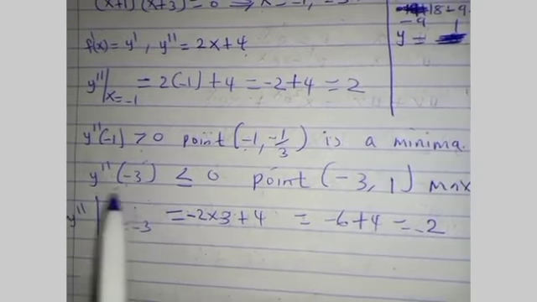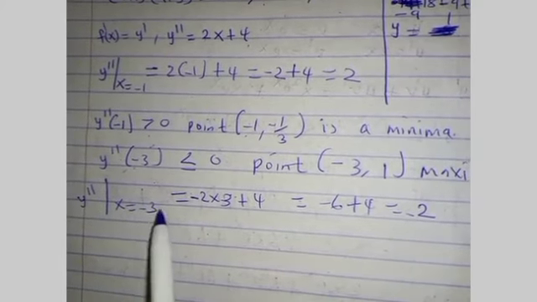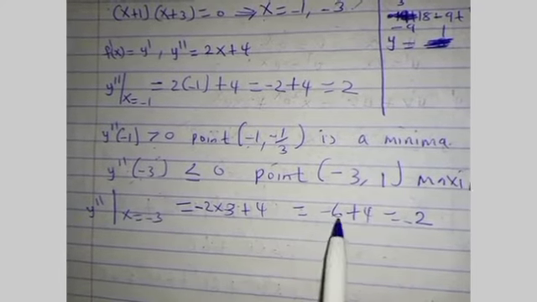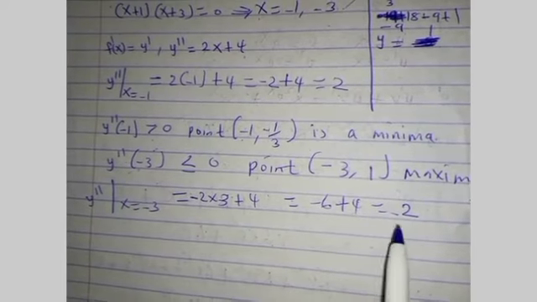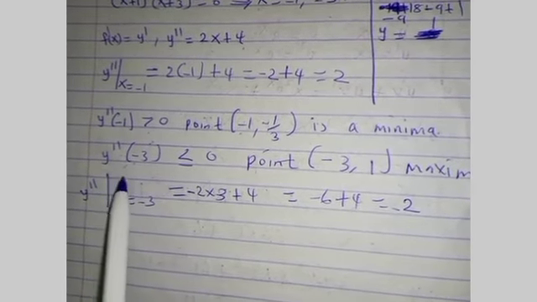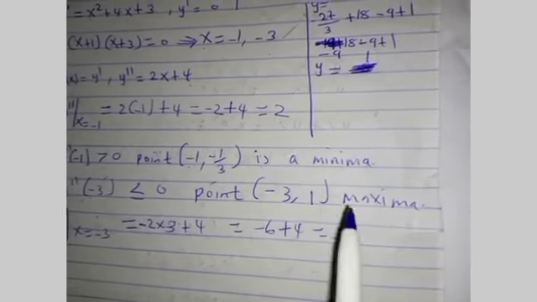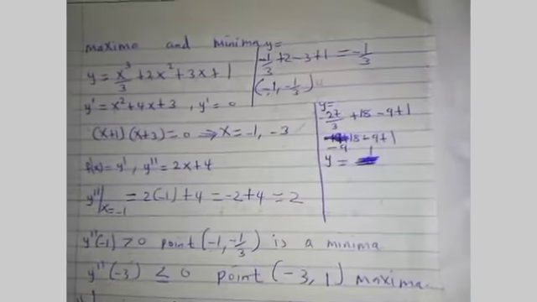Then go to the second one, you substitute the other value of x here. So you have 2 times negative 3, which is negative 6 plus 4. Negative 6 plus 4 is negative 2. So since the second derivative at this point is less than 0, then it means this point negative 3 and 1 is a maximum point. So that is how you use calculus to determine whether a point is a maximum point or a minimum point.